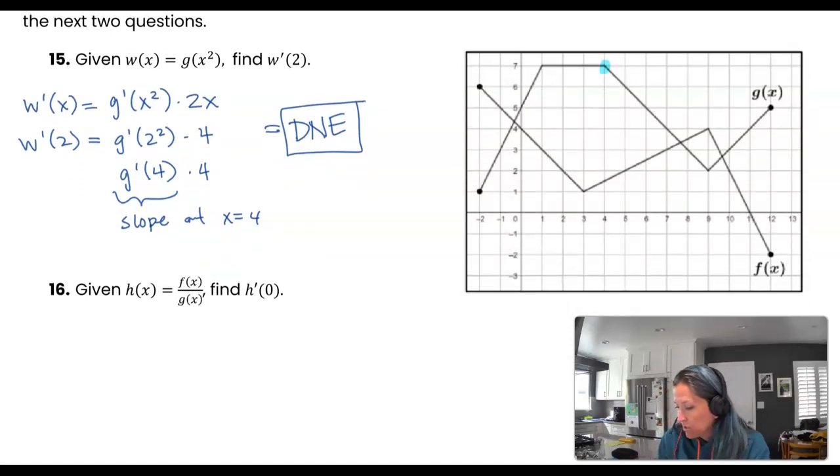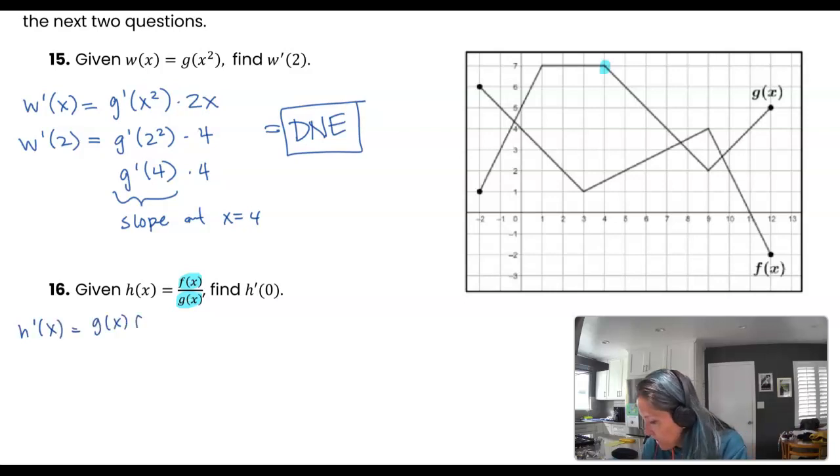Since that was quick, let's do 16, our second question about this graph. Here we have a quotient, right? So we're going to need a quotient rule. There is that comma looking like a derivative, but it is just a comma, just very poorly placed. So let's go ahead and find our h prime of x. Low d high minus high d low all over low low.